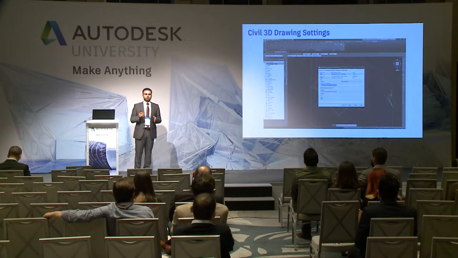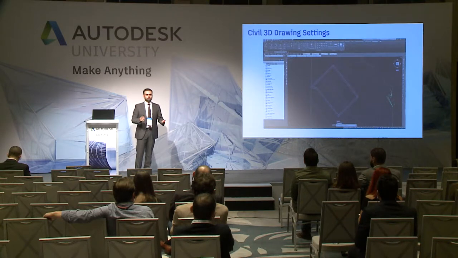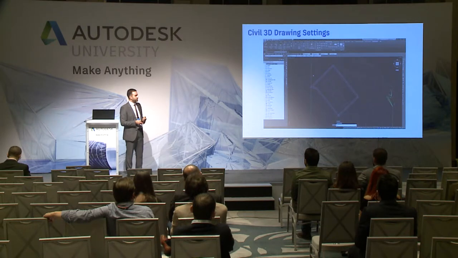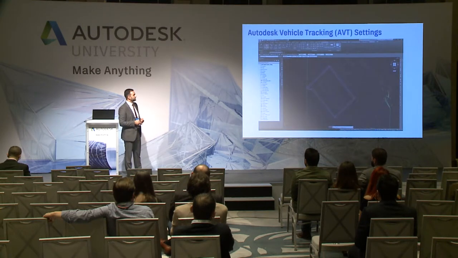Most importantly, we're talking here about units. The measurement units, if you're using imperial versus metric, and the speed, if it's in kilometers or miles per hour. Once you set all those, you save them, and there you go. You're ready to start your design or simulation inside of vehicle tracking.